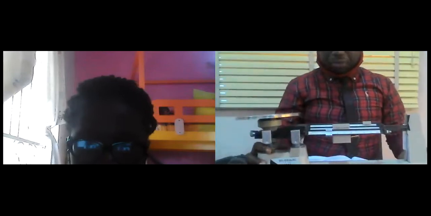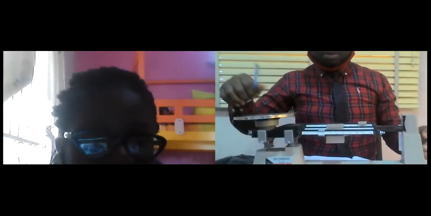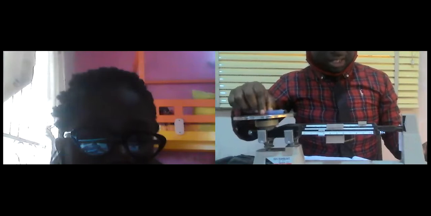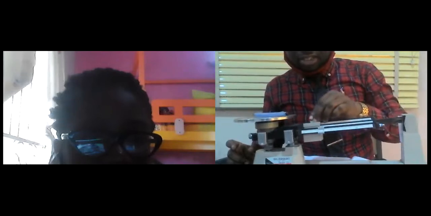Now this is a triple beam balance. First, there's actually a zero line here. You can see that line there. Whatever thing I put there, I'll make sure that I align these things to the end.